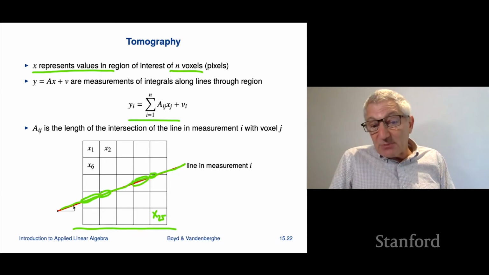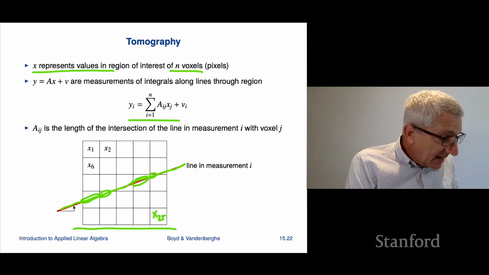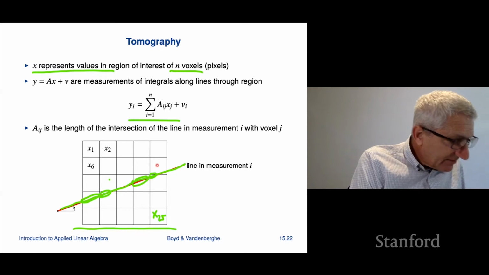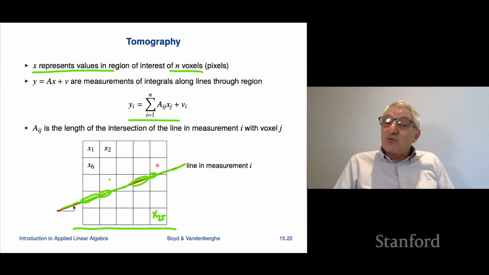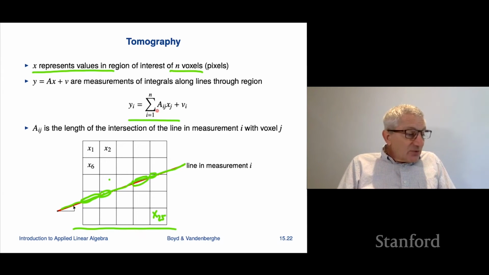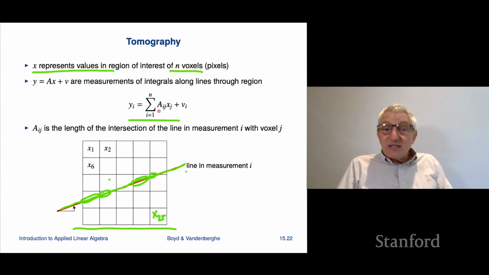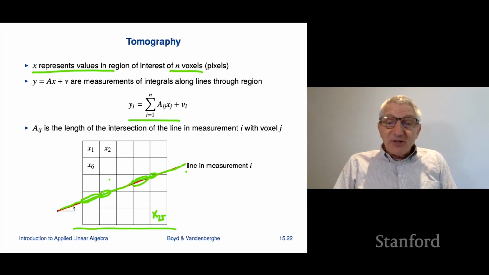You can see that this is actually kind of sparse. For example, in this particular example, that line goes through 1, 2, 3, 4, 5, 6, 7. It goes through 7 of our pixels. We have 25 pixels. So that means that 18 entries of the row of A corresponding to this measurement are 0. So this is very typical in tomography: the so-called measurement matrix, that's what A is, is sparse.